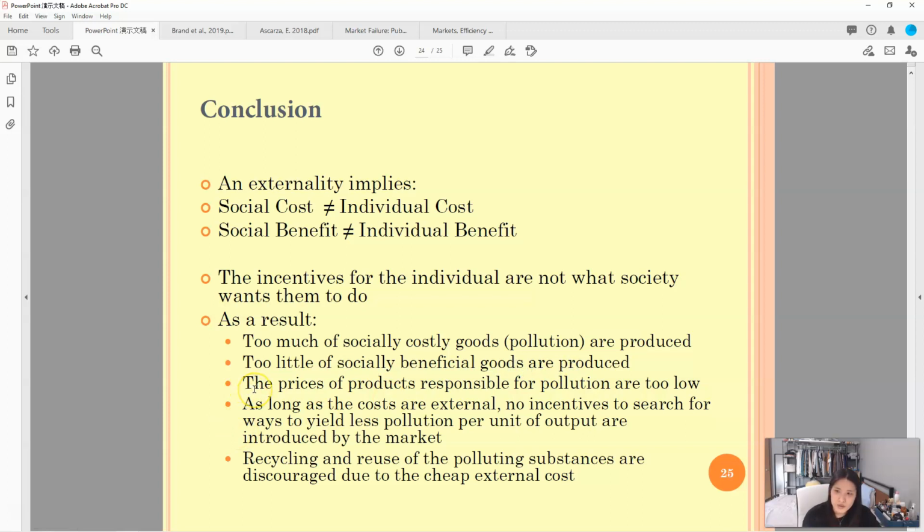The price of products responsible for pollution is too low, and as long as the costs are external, firms have no incentives to search for ways to yield less pollution per unit of output. And also, recycling and reuse of the polluting substances are discouraged due to the cheap external costs.